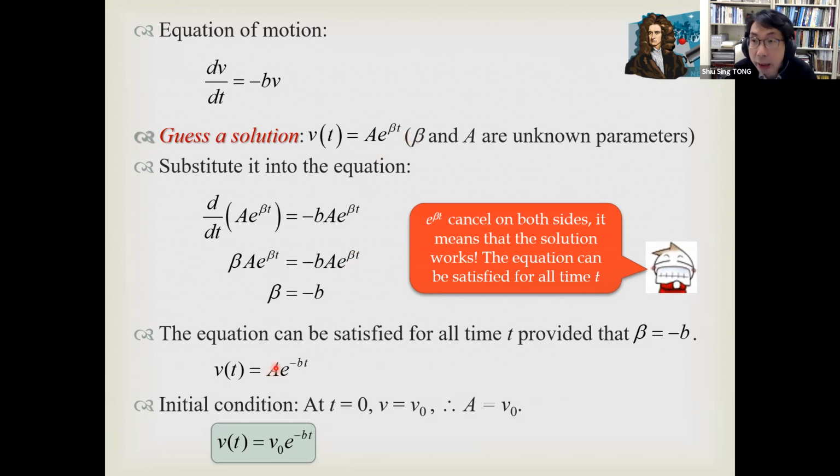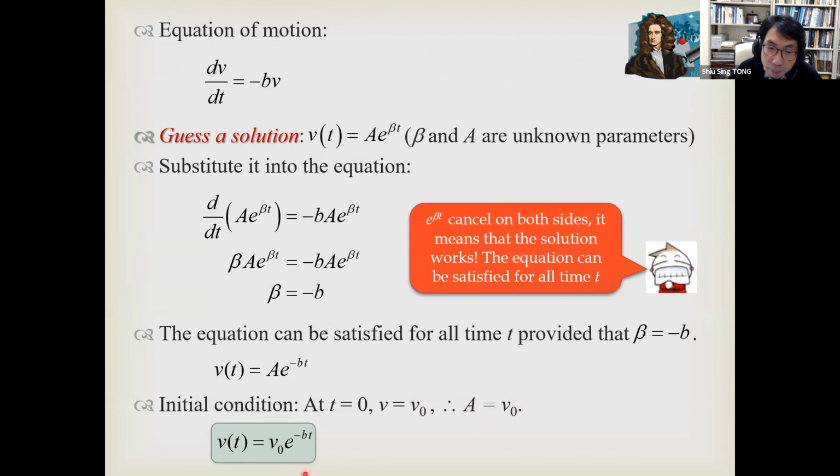So what determines A? Well, A is exactly determined by the initial condition. When the time t is set to 0, the initial velocity is V0. So when we put t equal to 0 here, the exponential factor is simply 1, and the initial velocity is equal to V0. V0 is a given velocity. So we now know our A is actually equal to V0. Okay, so that determines A.